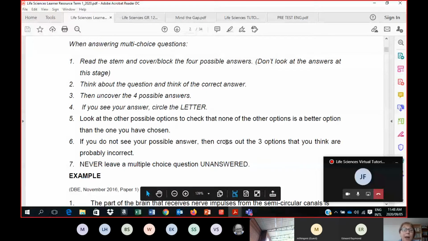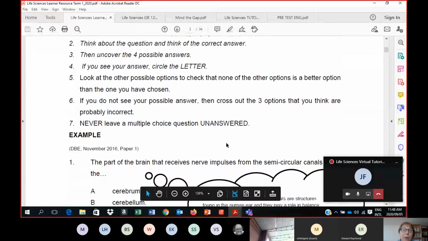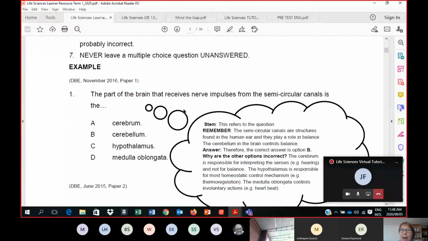It says here, the part of the brain that receives nerve impulses from the semicircular canals is the... Now, don't look at the answers. Just look at that first part of the question and go back to what you've studied on the hearing and on the brain and so on. So you know that the semicircular canals are involved in balance, right? And then when you studied the brain, you had to study the cerebrum, the cerebellum, the corpus callosum, and the medulla oblongata. And then you ask yourself, which section of the brain was responsible for balance?